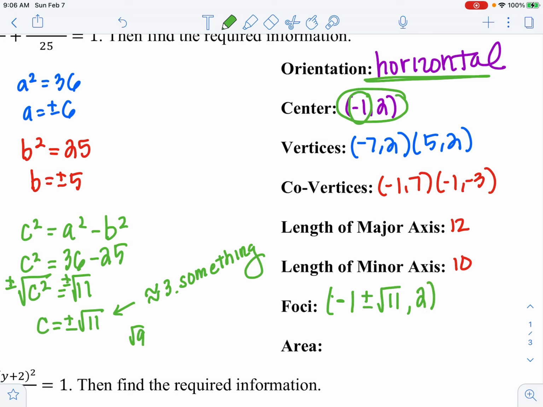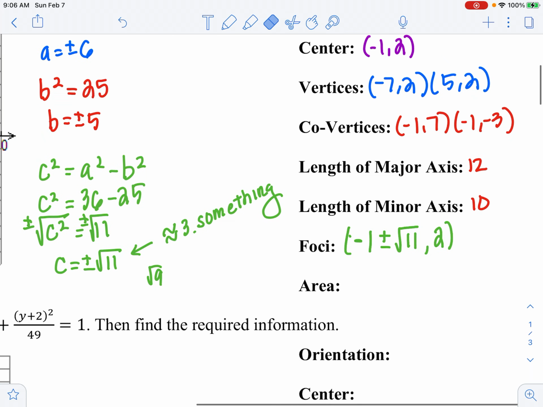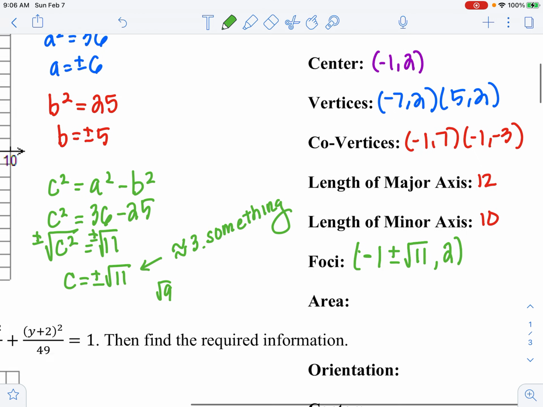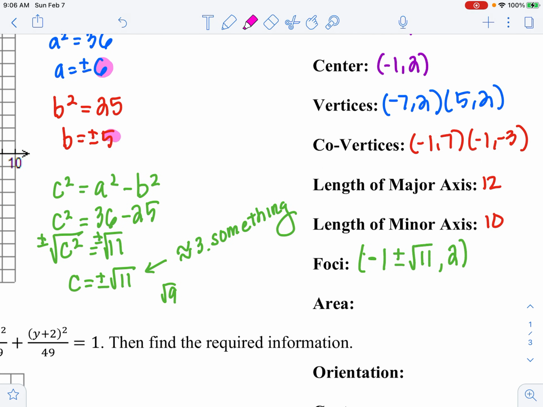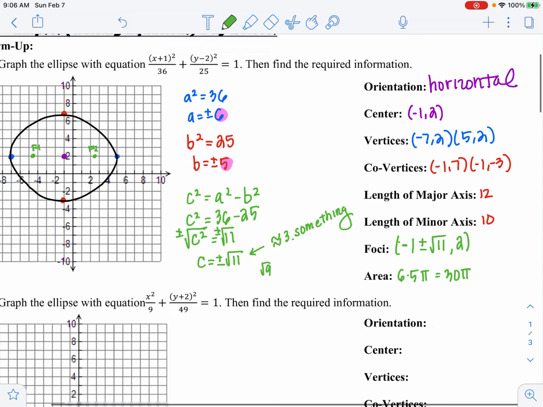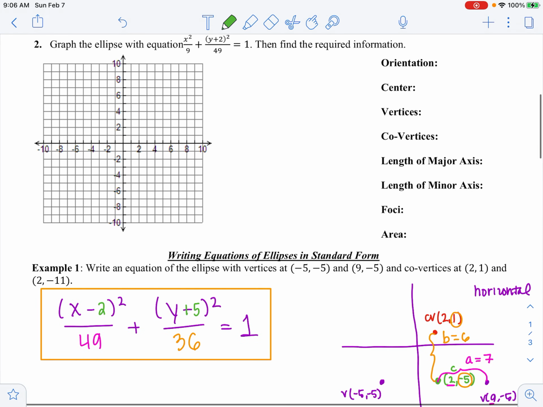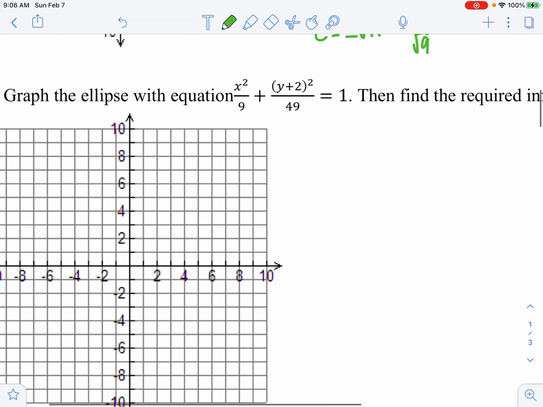Okay, let me get rid of all these circles and underlines over here. Okay, last but not least is the area. The area is a times b times pi. Remember, a is here, b is here. So 6 times 5 times pi, which is 30 pi. And that's it. All right, next one, in case you needed help with this one.